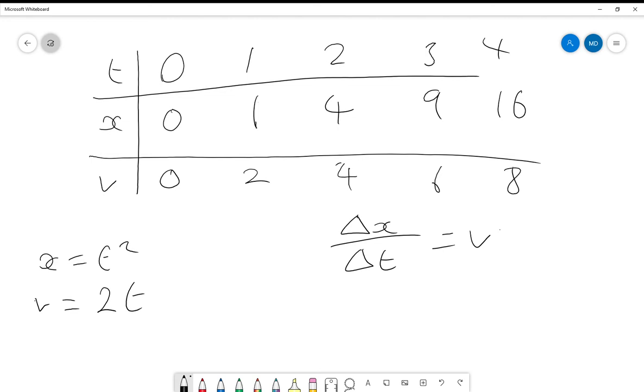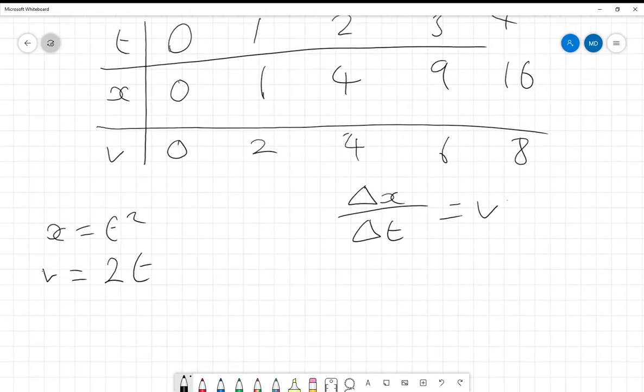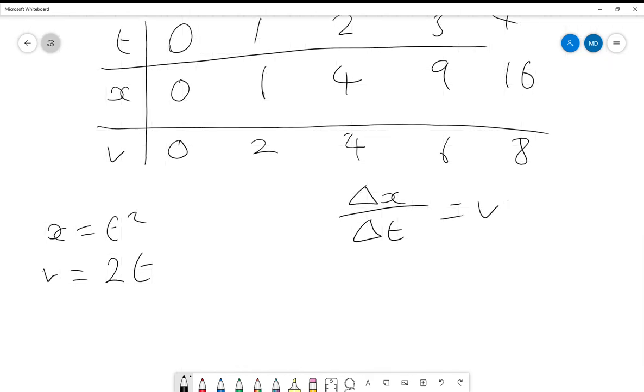But let's consider it more formally. We couldn't justify that. We couldn't prove it. We just said it was looking like it should be 2t. So let's see if we can prove it this time. Let's see if we can justify it. And we're going to do that by thinking about what it was we were doing.